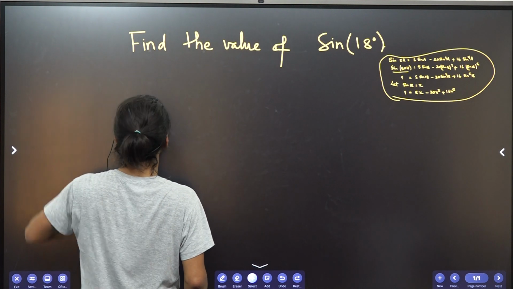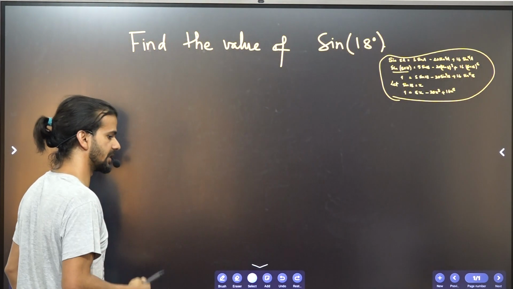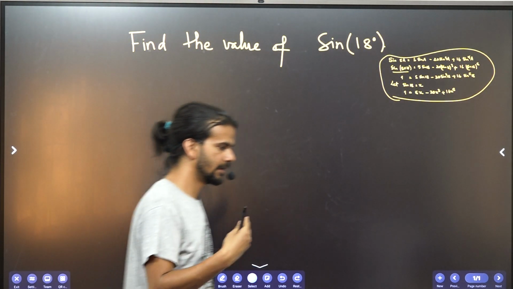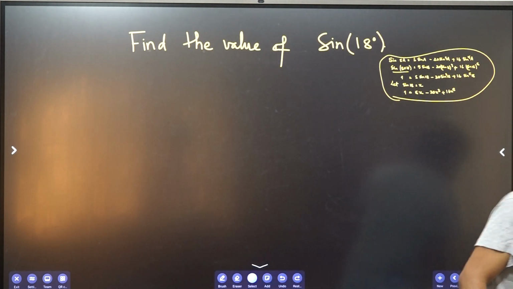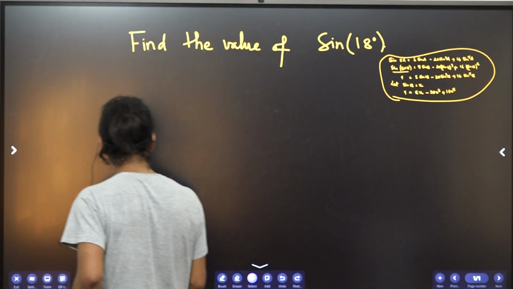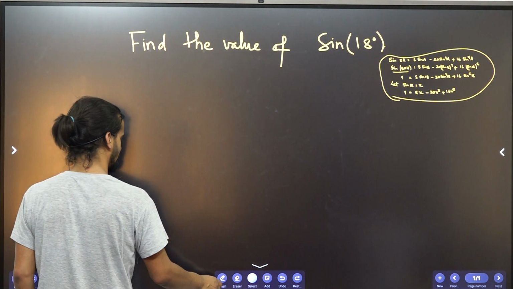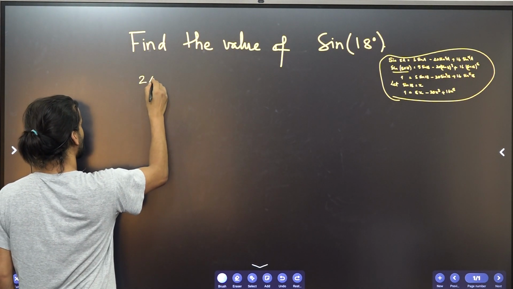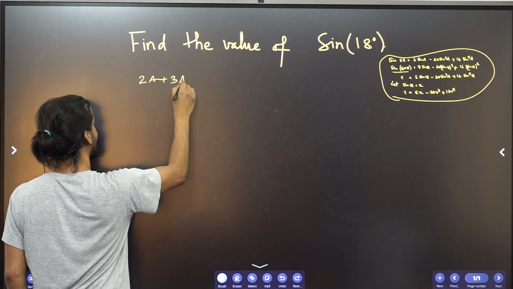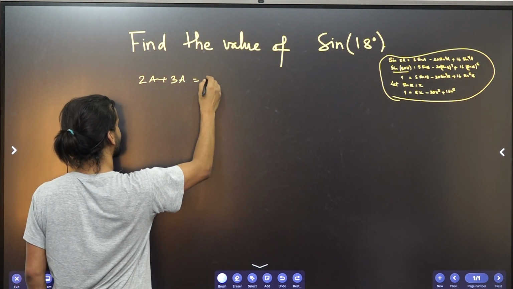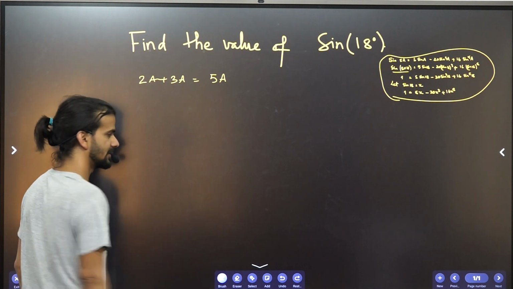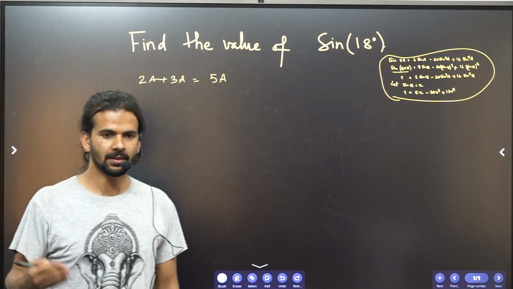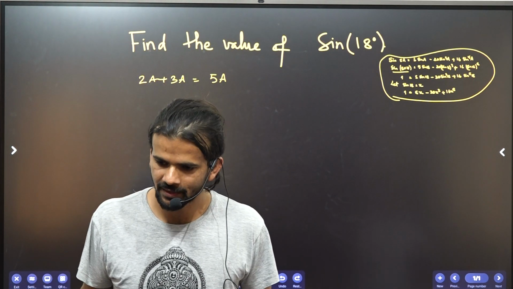So now we have to use a trick. We have to find some other ways. So what to do? What to do? We can write 2a plus 3a equals to 5a, right? 2a plus 3a is 5a.